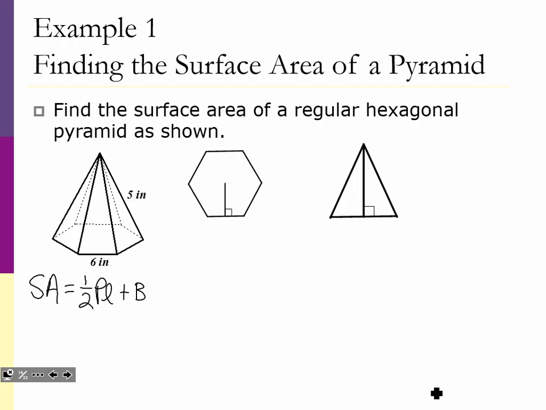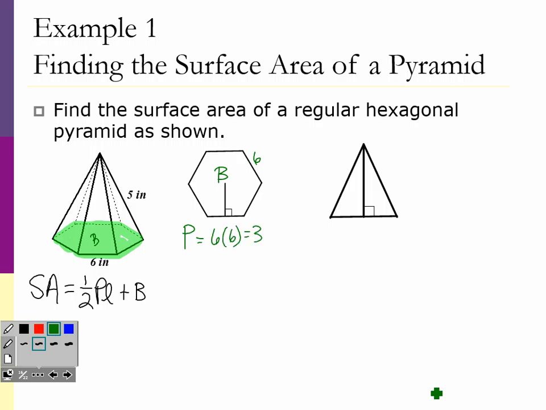So P is your perimeter of the base. So we have to start with recognizing or understanding the perimeter of the base. The base here is a hexagon. So basically, I'm taking this hexagon that I see. This is our base, our B. And I know each side is 6. So the perimeter of the base would just be 6 times 6, which is 36 inches squared.